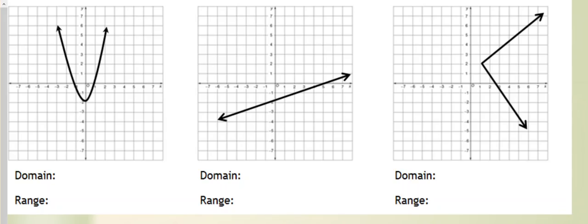Okay, in this video, we are going to find domain and range from continuous graphs in interval notation. So interval notation means we are going to be using brackets and parentheses. With domain, we always read from left to right, and range, we read from bottom to top.